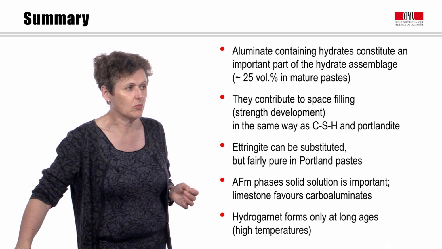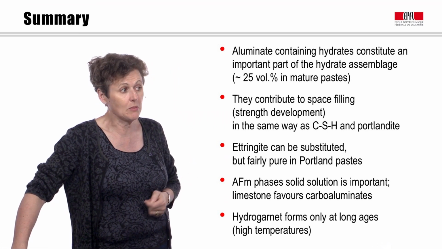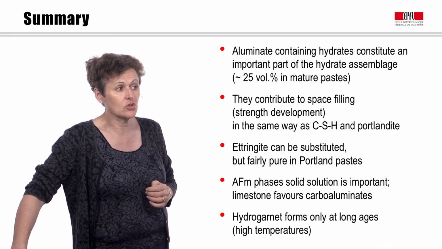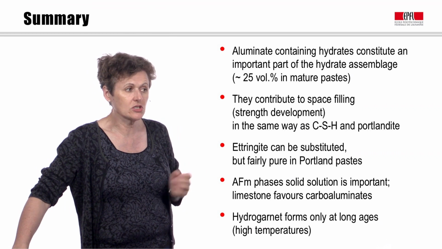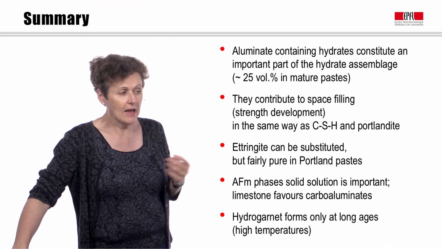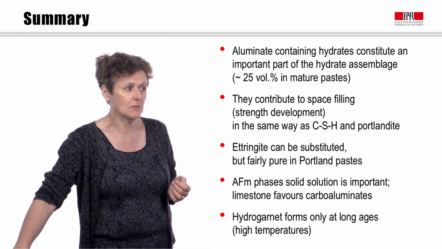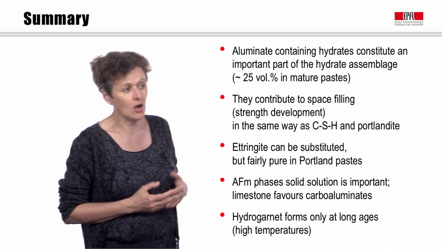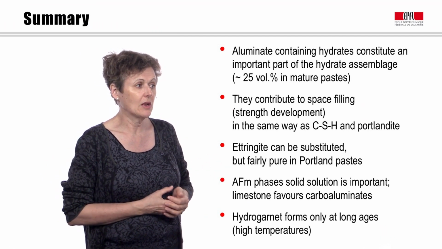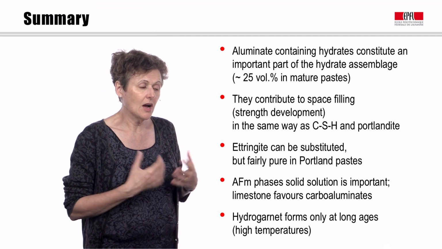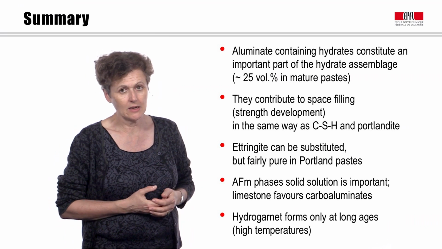Ettringite can be formed with different substitutes, but in most Portland cement paste, most blended cement paste, it's really very close to the stoichiometric formula. In AFm phases, on the other hand, solid solution is much more important, and limestone, as we find, almost ubiquitously present in modern cements, favours the formation of carboaluminates rather than monosulfate phases, as you've probably learnt in the past. Hydrogarnet forms only at long ages or at high temperatures.